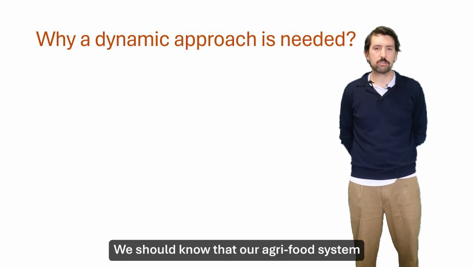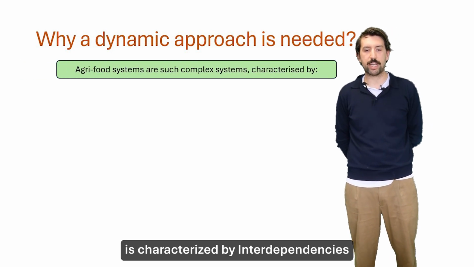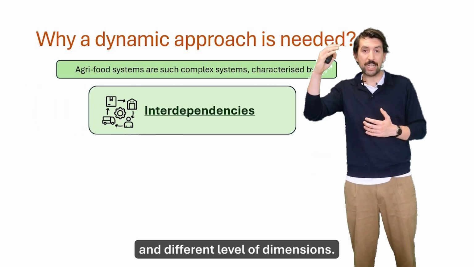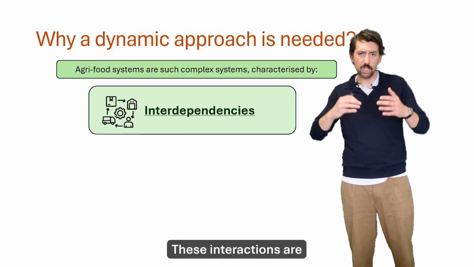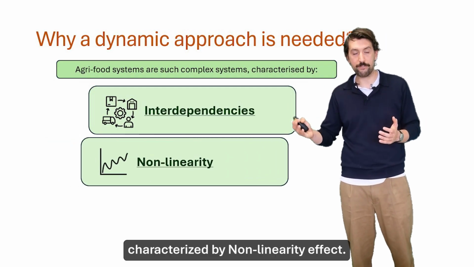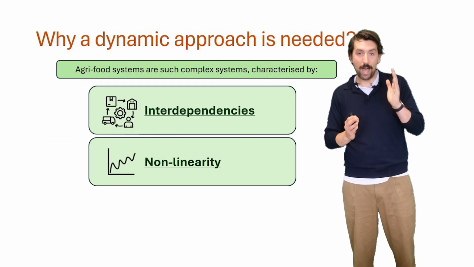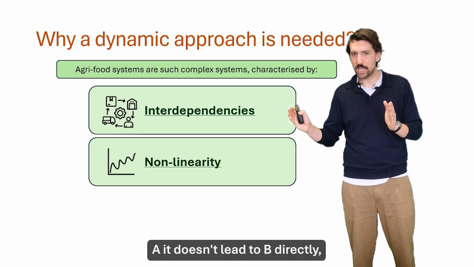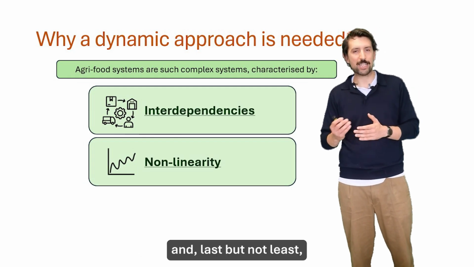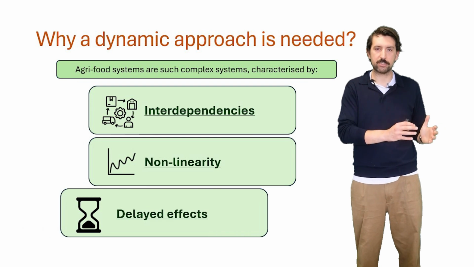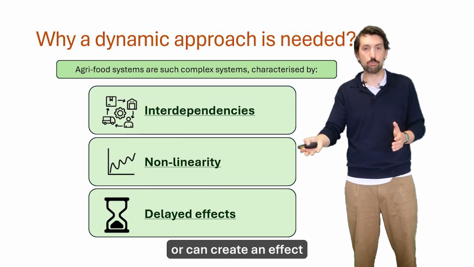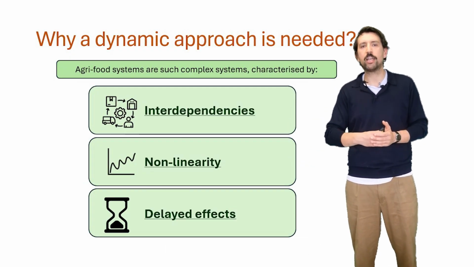We should know that our agri-food system is characterized by interdependencies among actors, structures, and different levels of dimensions. These interactions are characterized by non-linearity effects. So it means that A doesn't lead to B directly, but there can also be indirect effects. And last but not least, some delayed effects. So it doesn't mean that what happened today creates an effect tomorrow, but it can create an effect in a longer time horizon.